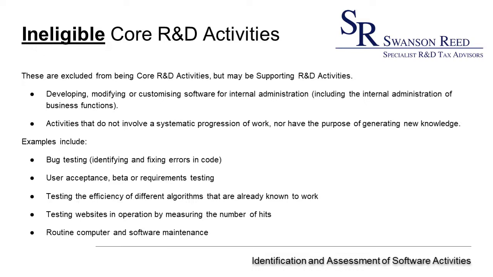Other activities may be unlikely to be core R&D activities because they do not necessarily involve a systematic progression of work, nor do they necessarily have the purpose of generating new knowledge. These may be core R&D activities in specific cases, but again, it's unlikely. Examples of these types of activities include bug testing, user acceptance, beta or requirements testing, testing the efficiency of different algorithms that are already known to work, testing websites in operation by measuring the number of hits, or routine computer and software maintenance.